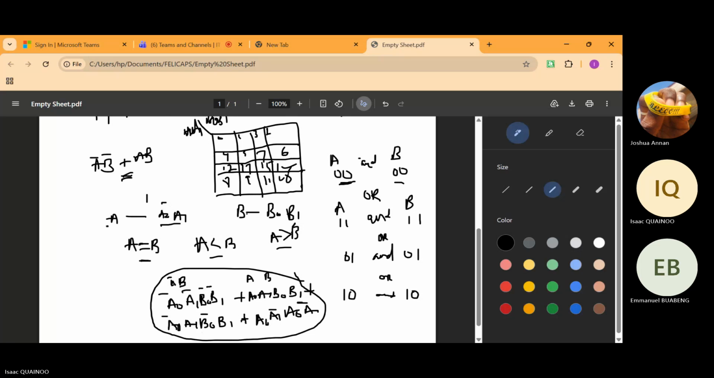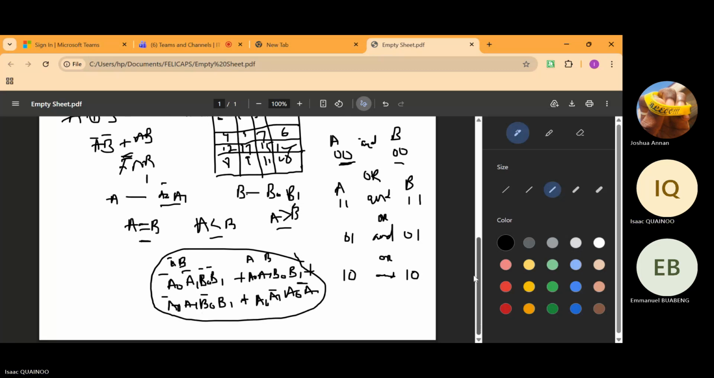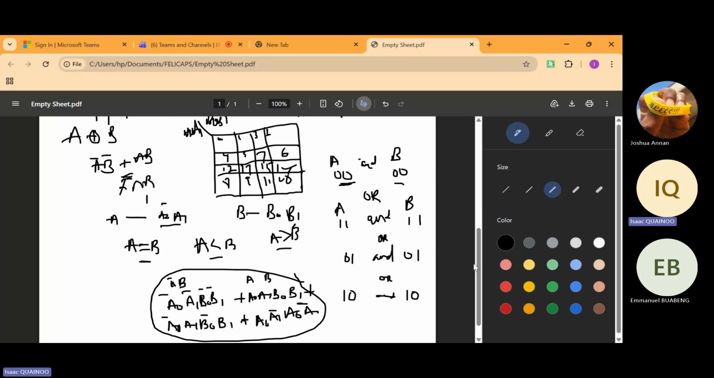XNOR. It's an XNOR. Yes, that's exactly the XNOR of the inputs. So you can say this is A XNOR B. You write XNOR this way. So we can directly say here that this is A XNOR B. And then we can make the same deductions from this side also.